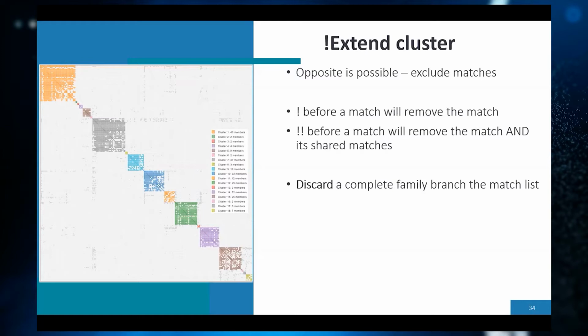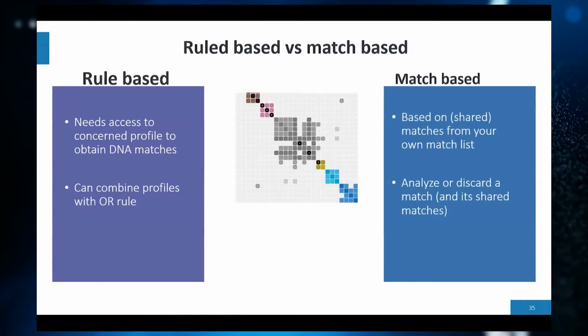To wrap up this particular analysis, we have rule-based versus match-based. We started out with rule-based, which needs access to the profile. So to be able to do the rule-based analysis, you need access to the DNA matches. The nice thing about rule-based is that you can do a combined rule, so the OR rule. Whereas if you do a match-based clustering, using the identifiers, you can use the shared matches from your own match list. So you don't need to have access to these DNA matches. You can just take a certain cousin, take the identifier, and use that to look into this cousin and find more specific clusters based on this shared match list of this cousin. And you can do the analysis based upon these matches. So that's the rule-based and the match-based clustering.